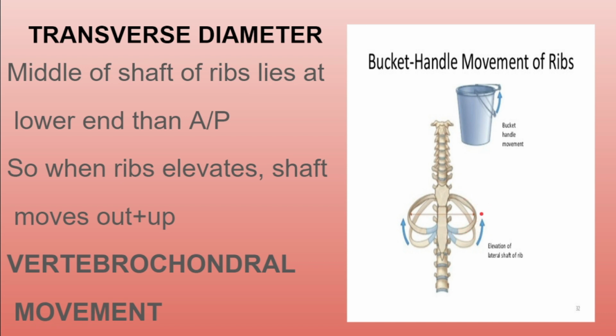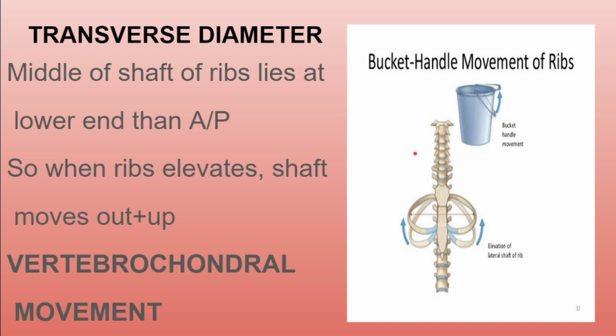When the ribs elevate, this shaft, because the middle portion is at a lower level than the anterior and posterior part, the shaft of the ribs will go outward and upward. The same thing occurs in the bucket. In this bucket handle, the middle of this handle is at a lower position than the anterior and posterior. So the same thing occurs in the ribs also. So this process is also known as the bucket handle movement of ribs, also called the vertebrochondral movement.